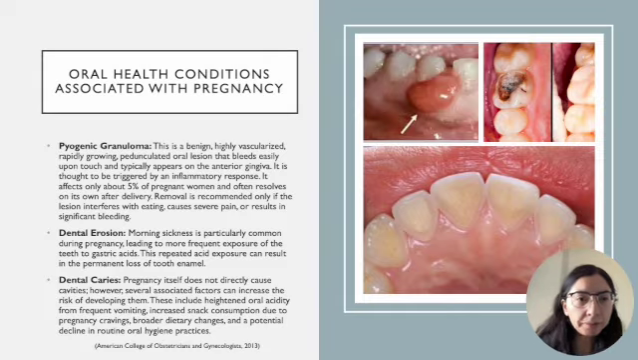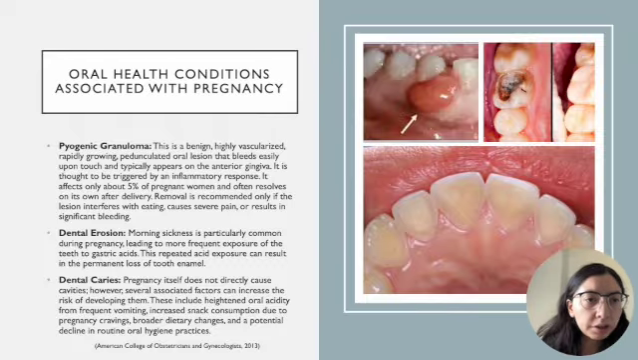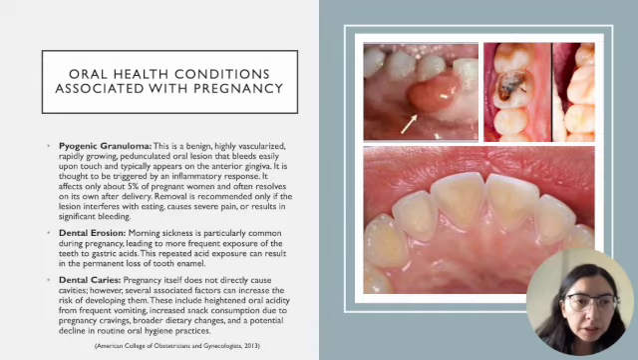Pyogenic granuloma. This is a benign, highly vascularized, rapidly growing pedunculated oral lesion that bleeds easily upon touch and typically appears on the anterior gingiva. It is thought to be triggered by an inflammatory response. It affects only about 5% of pregnant women and often resolves on its own after delivery. So removal is recommended only if the lesion interferes with eating, causes severe pain, or results in significant bleeding.